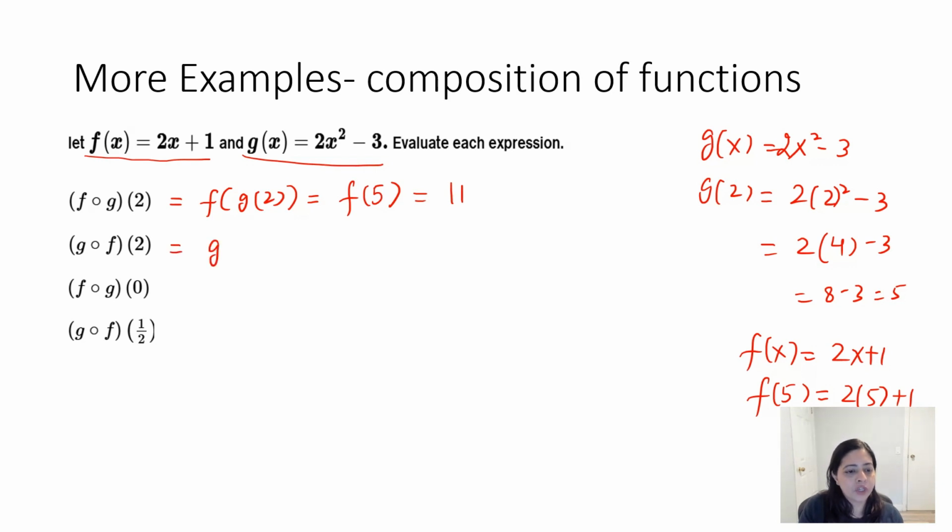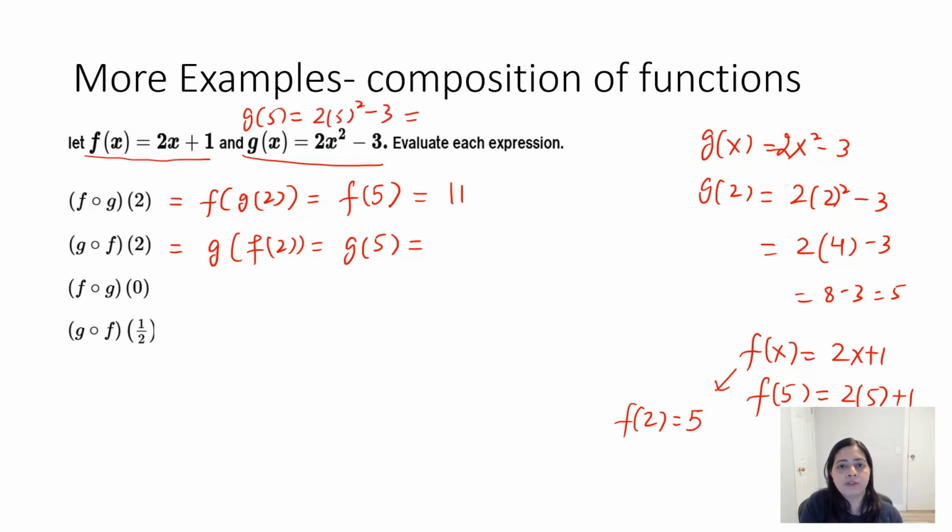Let's find g of f at 2. First you want f at 2. So what would be f at 2? Use the definition of f. 2 times 2 plus 1, that's 5. And now you evaluate g at 5. So g at 5 is 2 times 5 squared minus 3. 5 squared is 25, times 2 is 50, minus 3, that's 47. So that's the answer.